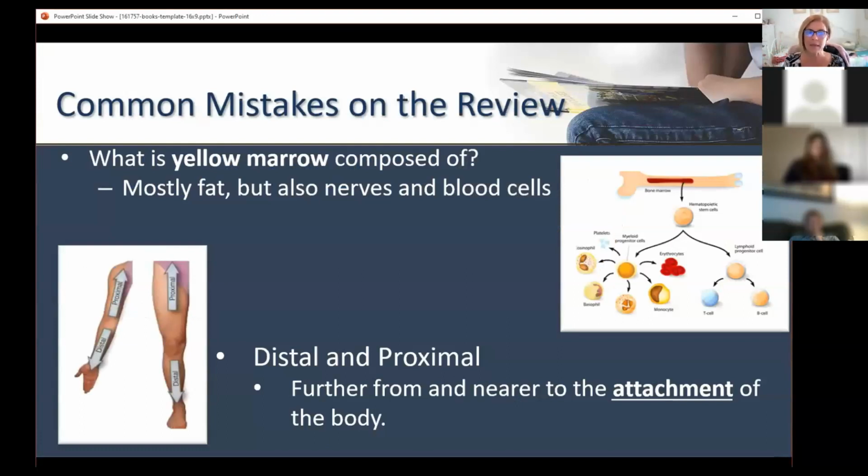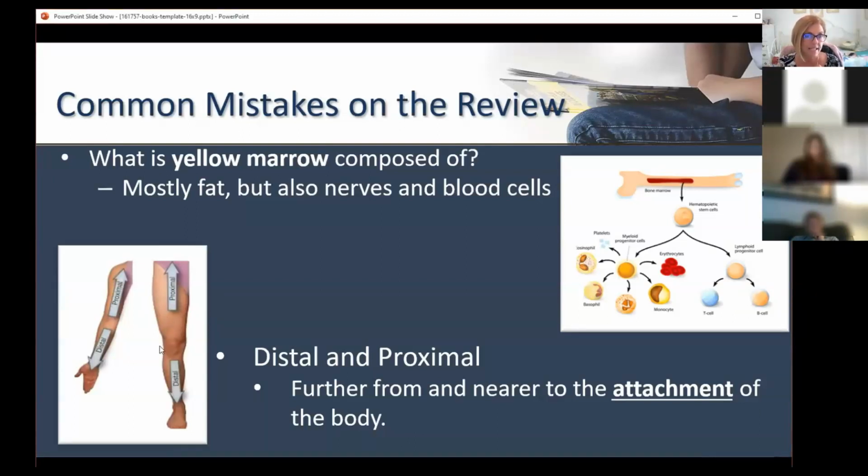Other common, like maybe fine-tuning points. A lot of us, when I asked about yellow marrow, you identified fat. And yes, fat is probably the majority of that yellow marrow, but you will also find nerves and blood cells. So in the next chapter, we're going to talk about stem cells for blood, and they are found in the yellow marrow, and they form every type of blood cell that you will have. So there's lots of different blood cells in various stages of development in the yellow marrow as well. So that's just a fine-tuning piece.